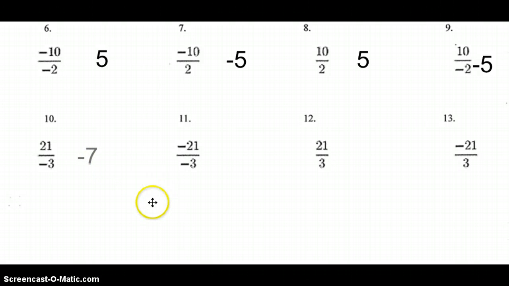For number 10, the answer is negative 7. For 11, the answer is positive 7. For 12, the answer is positive 7. And for 13, the answer is negative 7. Turn to the next page.